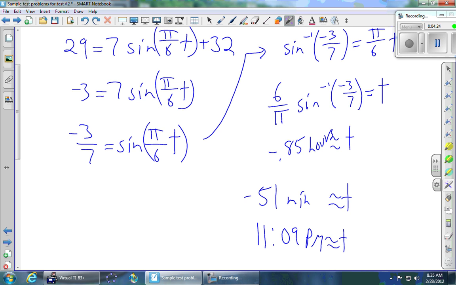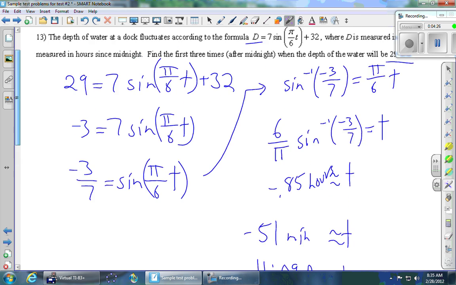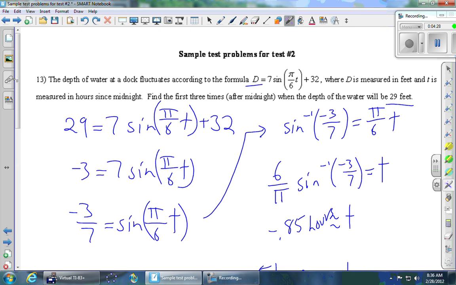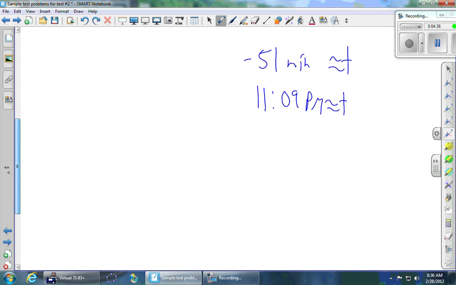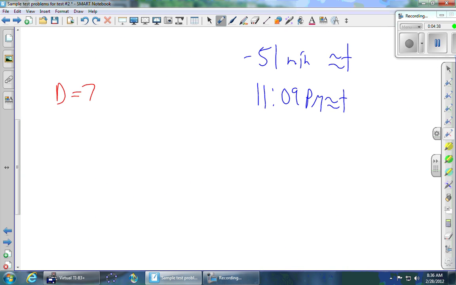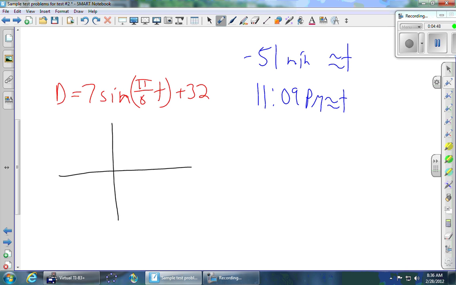So what I think I want to do now is think about graphing this function, but again, I'm going to try to do this without the calculator. All we need is a real rough sketch for the graph of this function. So let's try that down here. So D equals 7 sine pi over 6t plus 32. Okay, so we'll do this real quick. I do this a little bit slower in some of the other videos, so check those out if you need.